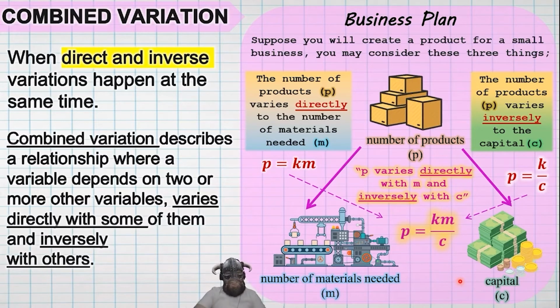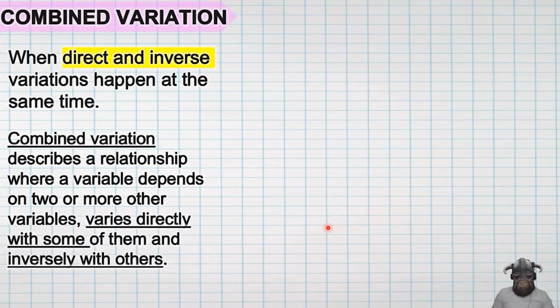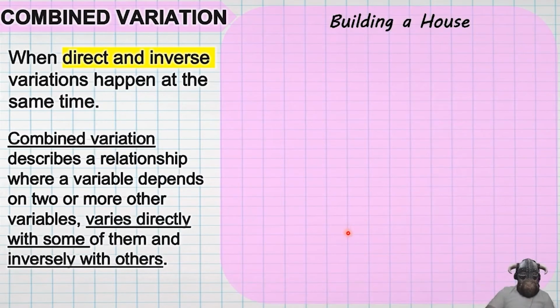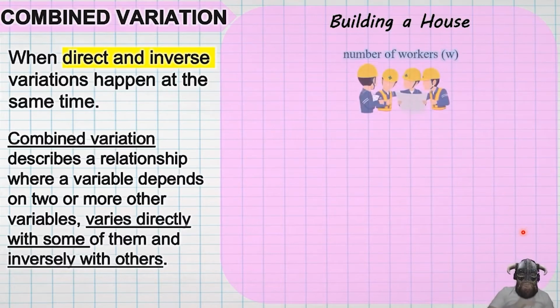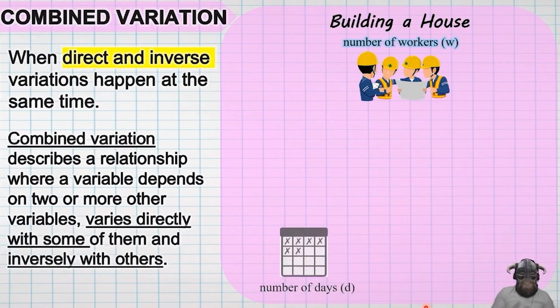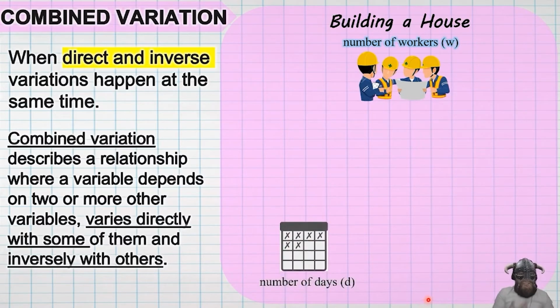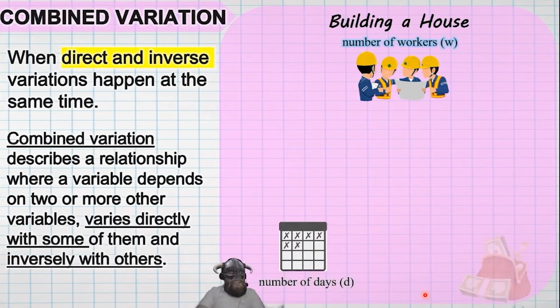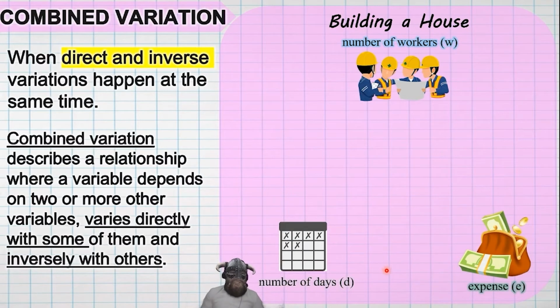So let's try to discuss another example. Let's have a situation of building a house. Yes, we must consider the number of workers. Second, how many days do we have to finish the construction of a house? And third, what would be the expense? So this is another situation that discusses a combined variation.